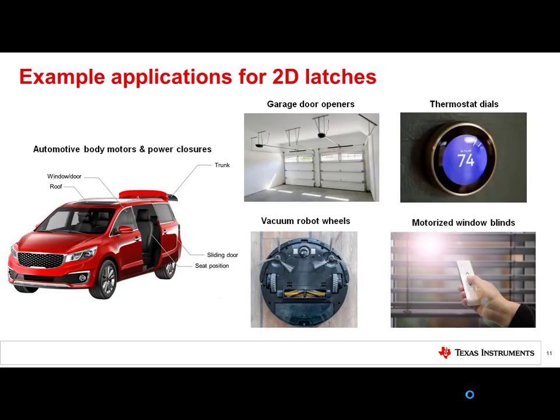Here are a few examples of applications for 2D latches in the automotive and industrial market. For automotive, the small body motors and power closures throughout the car, specifically in windows, sunroofs, lift gates, trunk lids, sliding doors, and power seats. For industrial, there are garage door openers, thermostat dials, or any knobs and dials in white goods, the wheel rotational sensing of a vacuum robot or a robotic lawnmower, and motorized window or door blinds, to name a few.